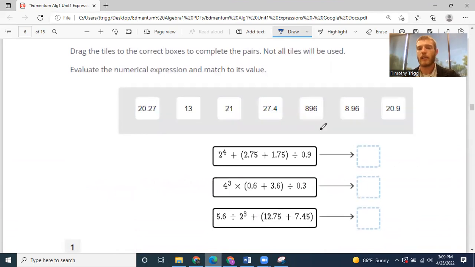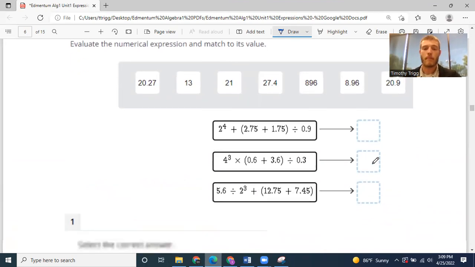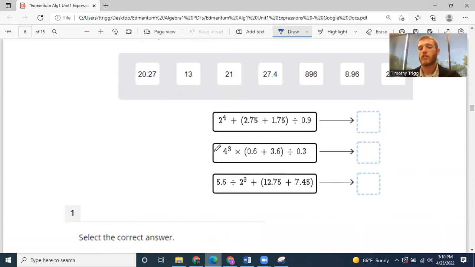Last one. Here you would click and drag the correct ones to the correct answers. Okay. But for all these, they're very similar. You just want to do the parentheses first. So in this one, I'm going to put my work over here. So it's 2 to the power of 4 plus, and I'm going to go ahead and combine those together. So 2.75 plus 1.75 is 4.5. And then we have it divided by 0.9.